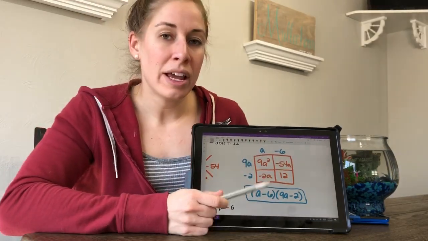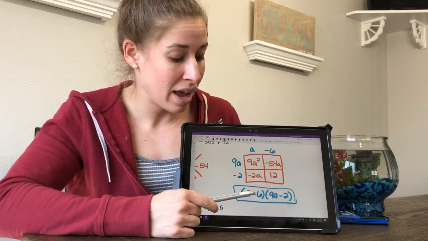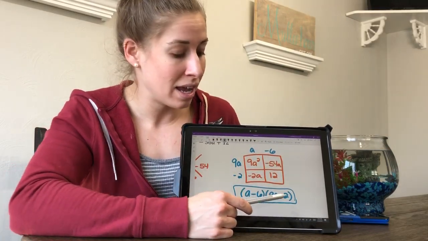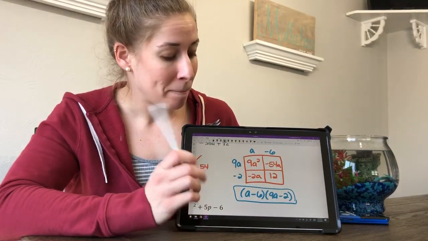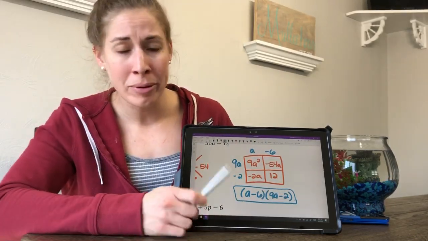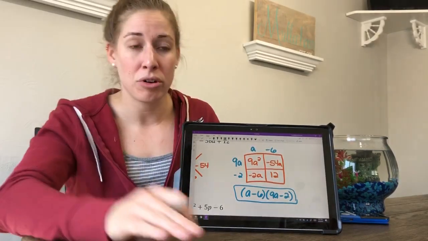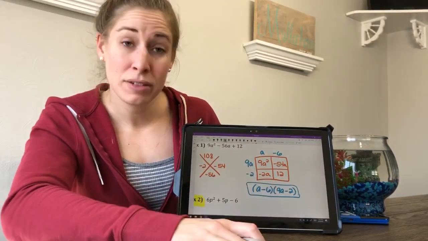The order that you put the bubbles does not matter. It does matter that you have the a minus 6 and the 9a minus 2, okay? But it doesn't matter which bubble you put first. If you put the 9a minus 2 bubble in front of the other bubble, it's fine. The commutative property is what allows us to switch that order around. So that's the first one.